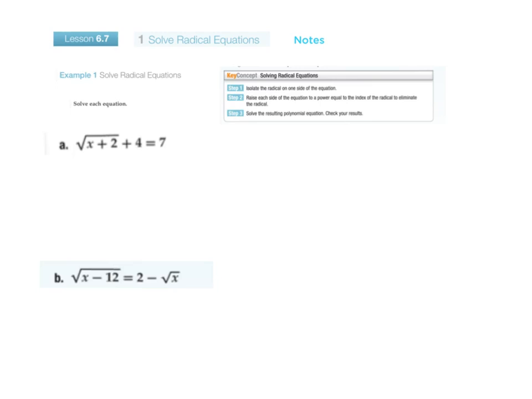So what we're going to do now is solve radical equations. To go through that process, there are 3 steps that we need to understand. The first step is we need to isolate the radical by itself. That means any adding or subtracting or multiplying that's outside the radical needs to be removed.